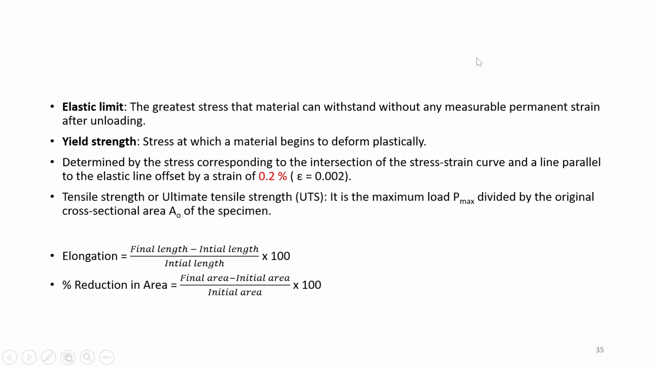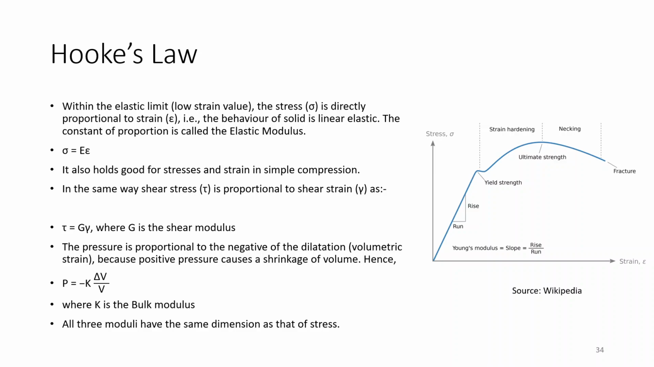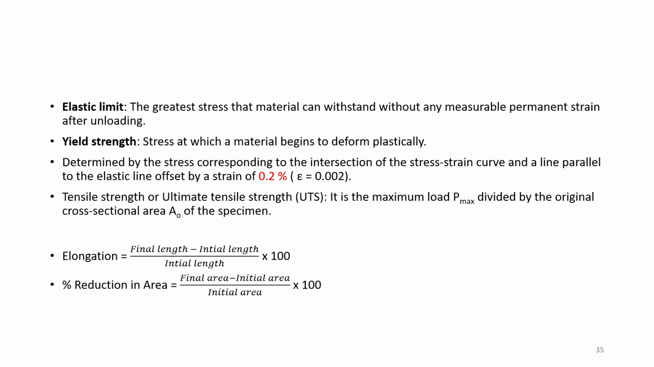Elastic limit is the greatest stress that a material can withstand without any measurable permanent strain after unloading. And the yield strength is the stress at which a material begins to deform plastically. Before this your material will deform elastically, so as soon as you remove the load acting on the material, it will regain its original size and shape, while if it crosses the elastic limit, then it will deform permanently.